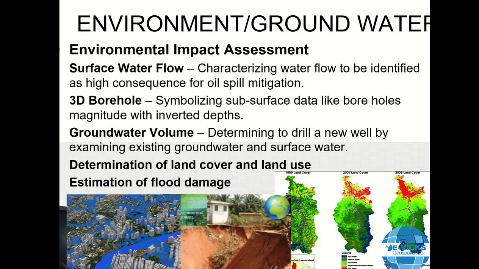Then GIS is also used in environment and groundwater, where we have environmental impact assessment. In surface water flow, GIS can be used in surface water flow assessment. GIS is also used in 3D borehole analysis. We've discovered there are some areas that during the dry season have no water, so GIS can help us see at what depth boreholes can be dug to get enough water supply in a particular area. GIS is also used in determining groundwater volume, and in determining land cover and land use. GIS is also used in estimating flood damage, the areas that have been flooded and the damage caused by the flood.